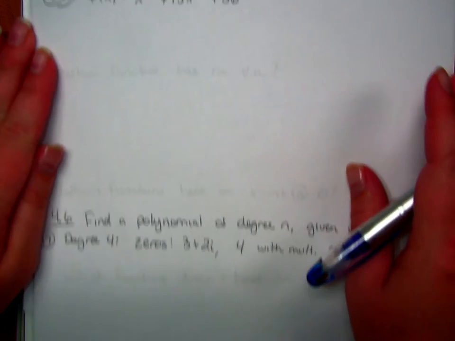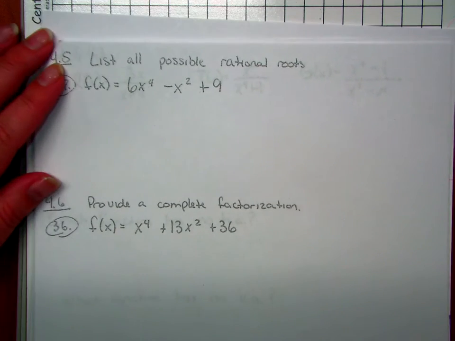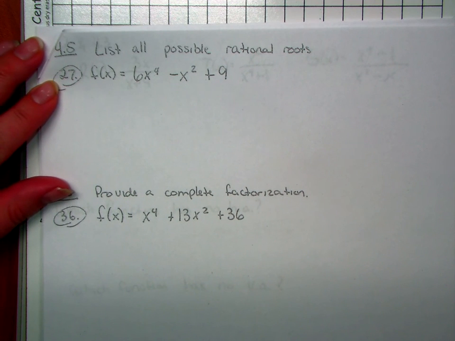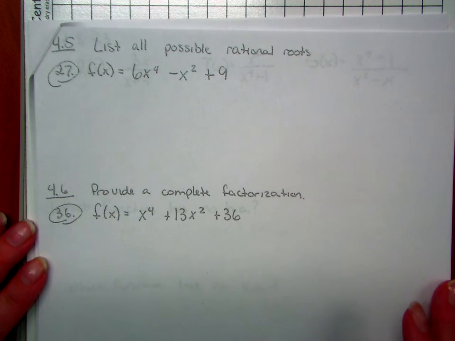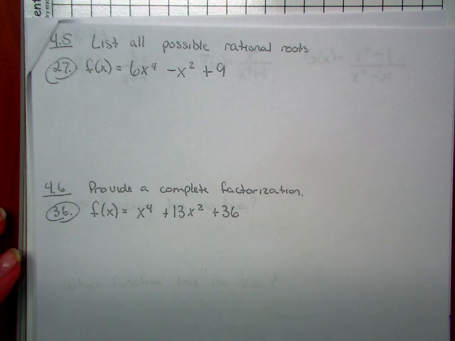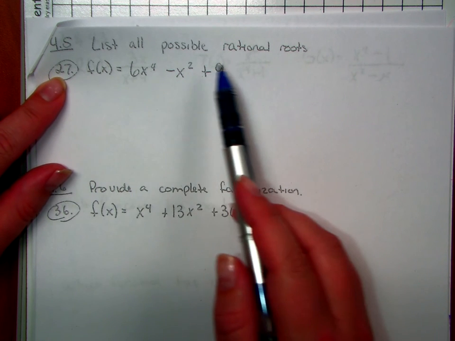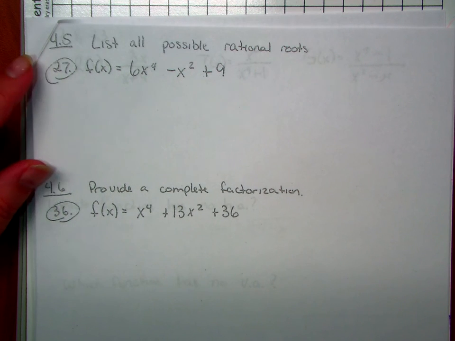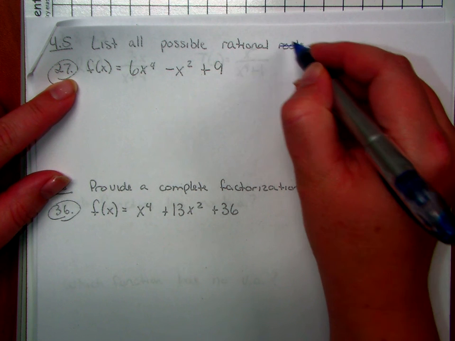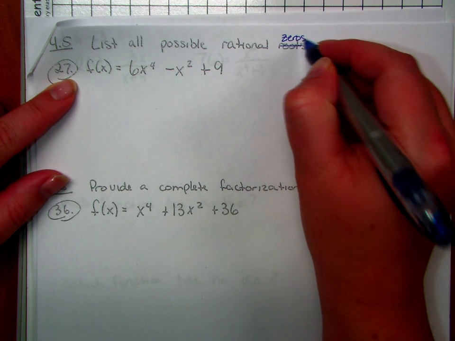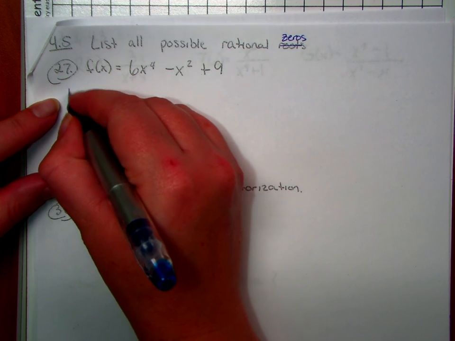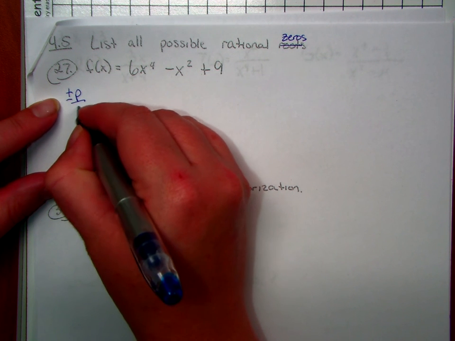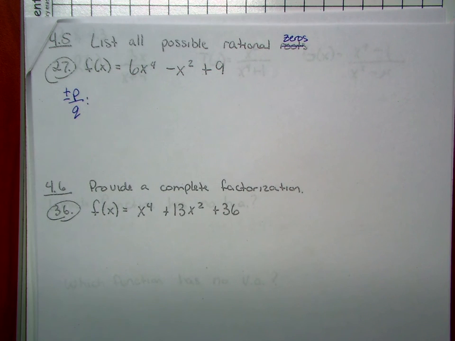All right, so here on the next page, okay, we have some factoring higher degree polynomials. So let's go ahead and do that. This one says list all the possible rational roots. Okay, remember roots is synonymous with zeros, and so when we list all the possible rational zeros, that is the P over Q list. All right, so you are going to be expected to be able to do this.